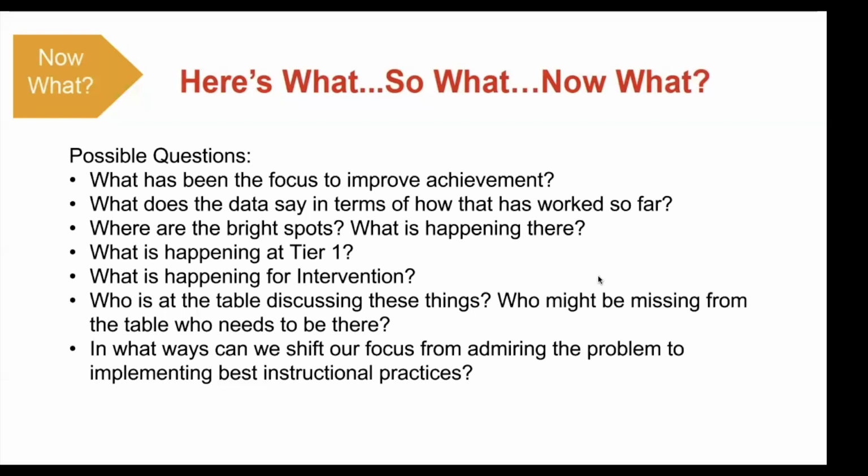And in what ways can we shift our focus from admiring the problem to implementing best practices? If we look at that and find out that our screener isn't really valid, or that our tier 1 instruction isn't really meeting the needs of the majority of our students, what are our next steps to start addressing those problems, instead of just admiring the problem and doing the same things as we move forward throughout the next school year?